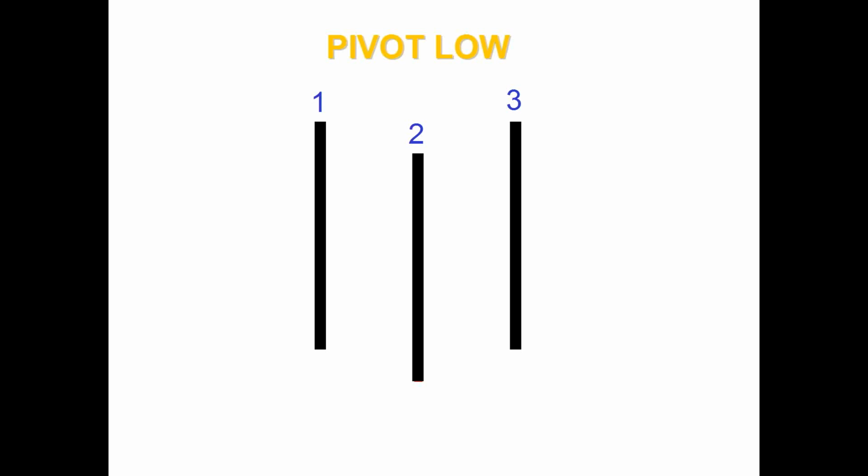So here's the way a pivot low looks. Now we have three bars, the same pattern, but now we just turned it upside down. Bar number 1 makes a low, bar number 2 makes a lower low, and bar number 3 makes a higher low. So now you have this type of a V pattern right here if you connect the bottoms.